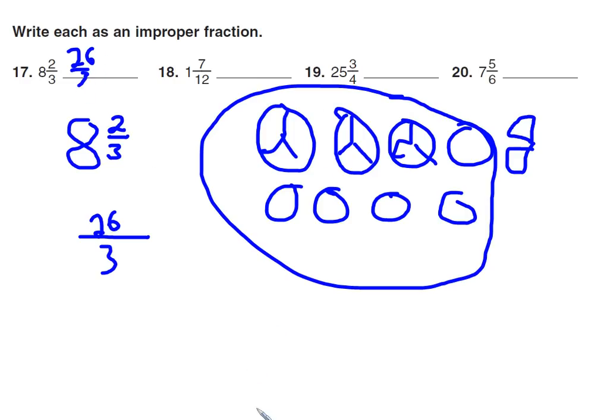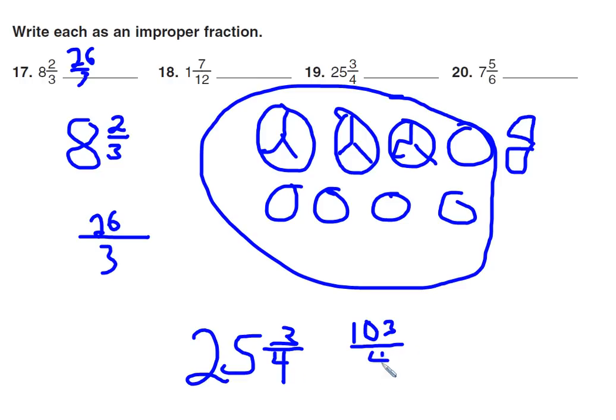All right, so 25 and 3/4. This means I have 25 pizzas cut up into 4 pieces. How many individual pieces do I have? 25 cut into 4 pieces. 25 times 4 is 100. Plus 3 more is 103. So whole number times the denominator plus the numerator. 25 times 4 is 100. Plus 3 more is 103. Okay? 103/4. Now I could work the opposite and say 103 divided by 4. I'd get 25 and 3 left over.